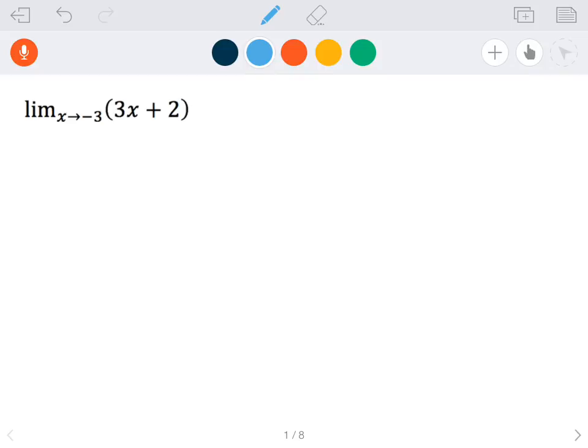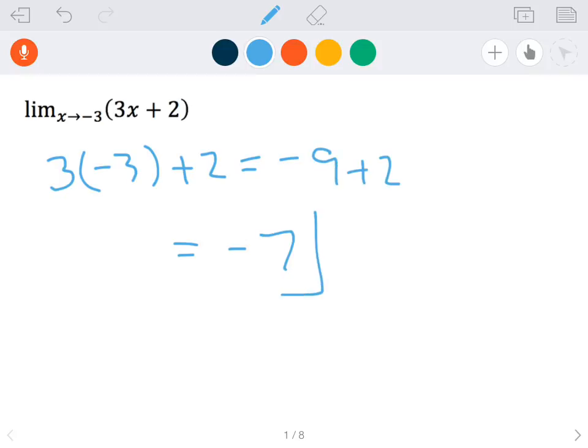The first thing you should always try is just plugging in your x value. And this one works. I can plug in -3 for x, and I'll get -9 plus 2 gives me -7. And it really is that easy, you're done.